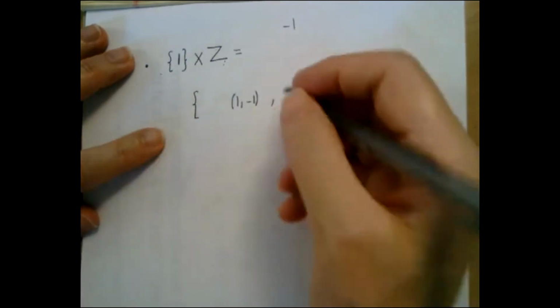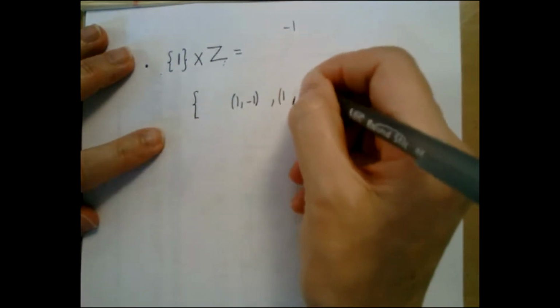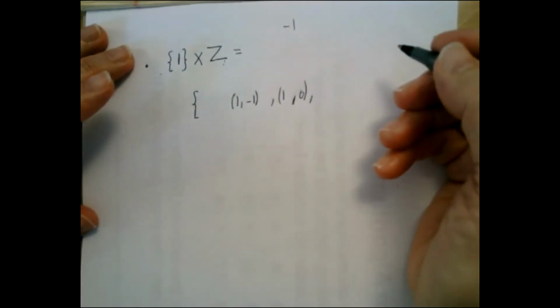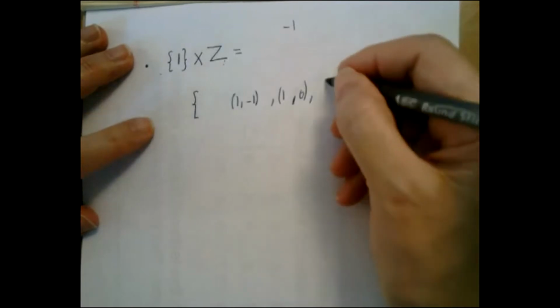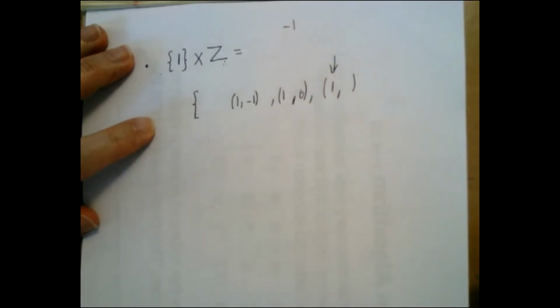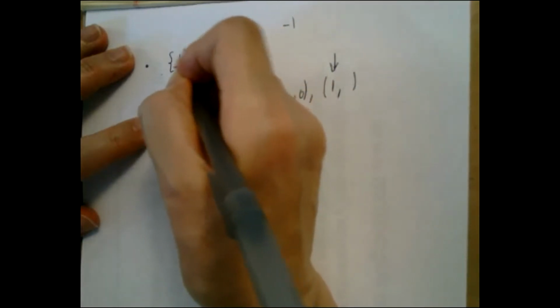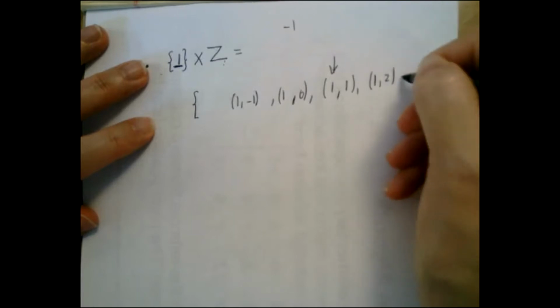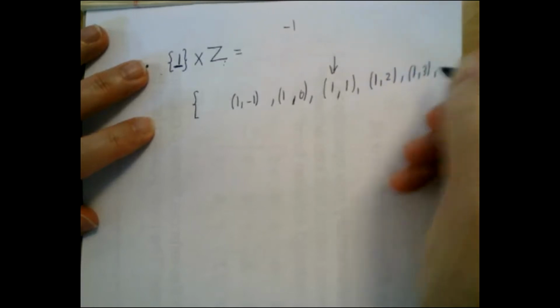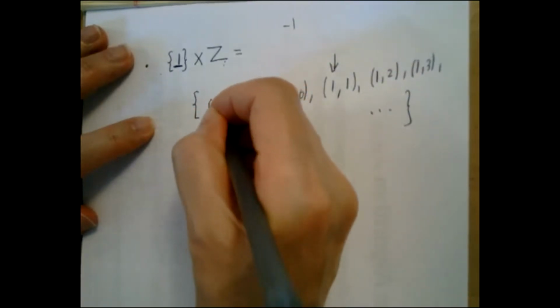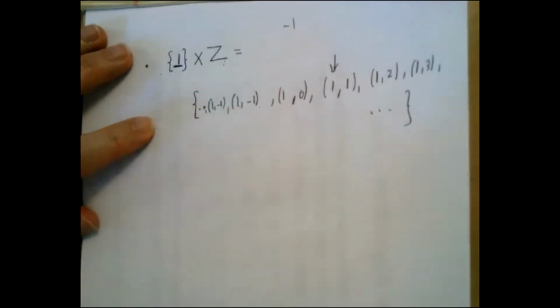1 0. Who can give me another one? Can we list all of them? The first is always 1, because the first entry should be in here. It means the first entry can be only 1. The second entry can be any integer. So 1, 2, 1, 3, and so on and so forth. 1 -1, 1 -2. And this is what we are talking about.